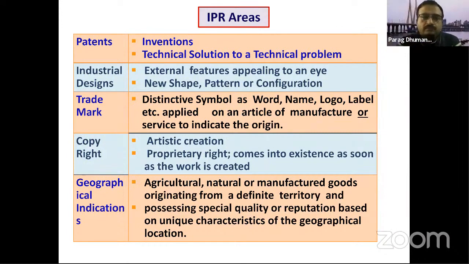So the patents, designs, trademarks, copyrights, and geographical indications are the main domains. Patents are the inventions. They are the technical solutions to a technical problem. Industrial designs are new shapes. The trademarks are used for marketing, a logo like Adidas. The copyright is the artistic creation of the text or the artwork, and geographical indications are like the Banarasi silk or Kanchipuram, something like that.